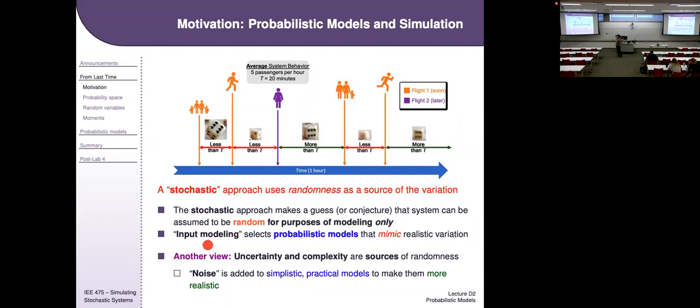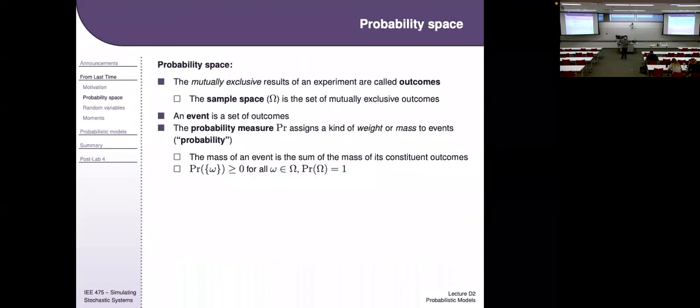So input modeling is the process of selecting probabilistic models to mimic realistic variation. Inter-arrival times, that's one example of it. That's what we're learning to do, how to pick those probabilistic models, so that even though we have the flow chart for our system that's correct, we also make sure the randomness that's coming into the flow chart is correct.